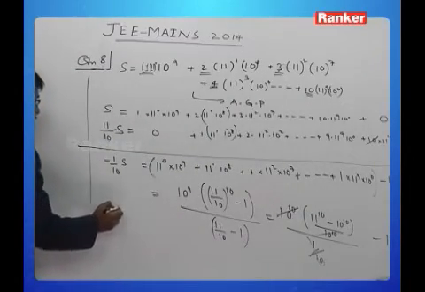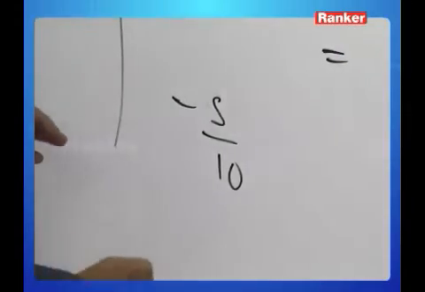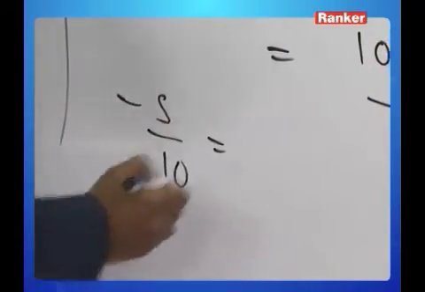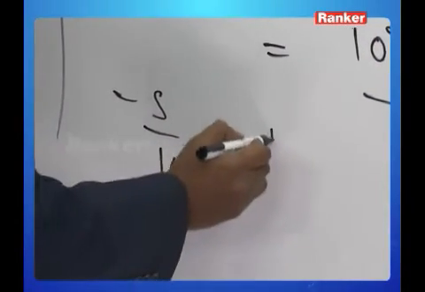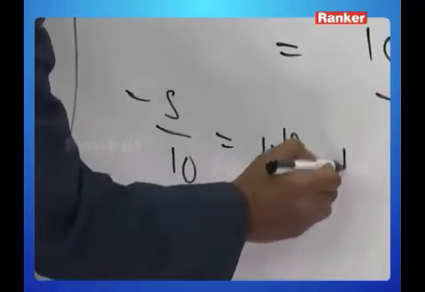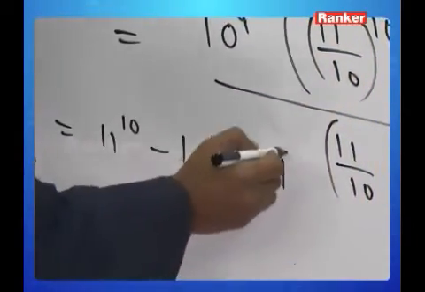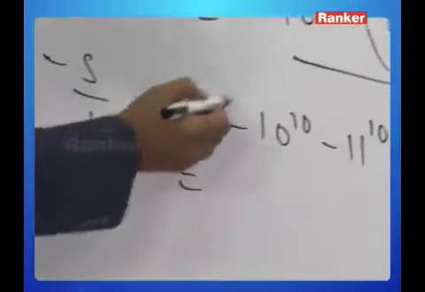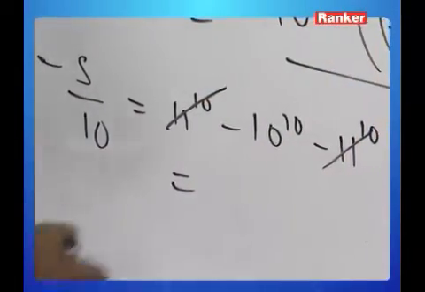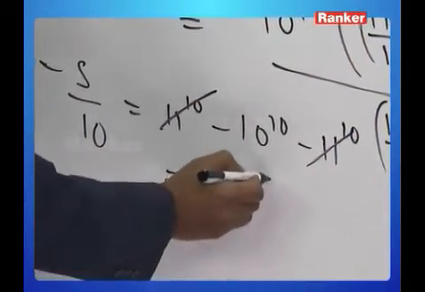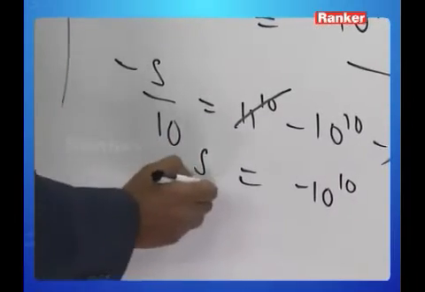So minus S by 10 is now turning out to be 11 power 10 minus 10 power 10, again minus 11 power 10. So this cancels, and what do we have? Minus 10 power 10. S by 10 is this.